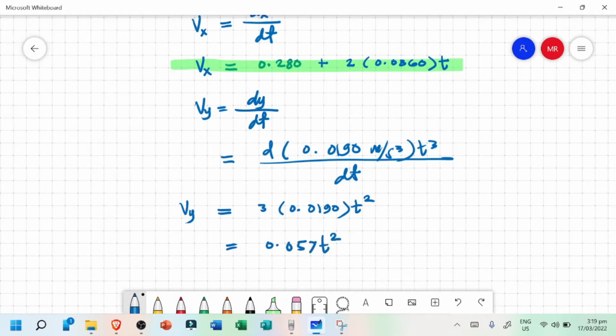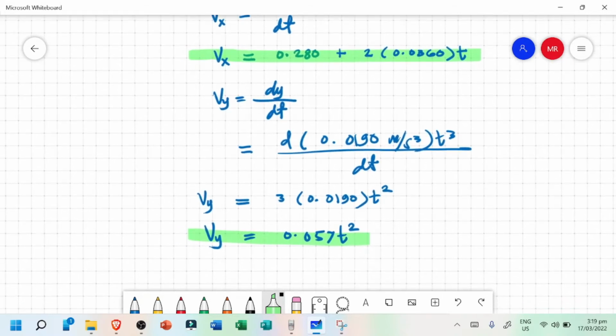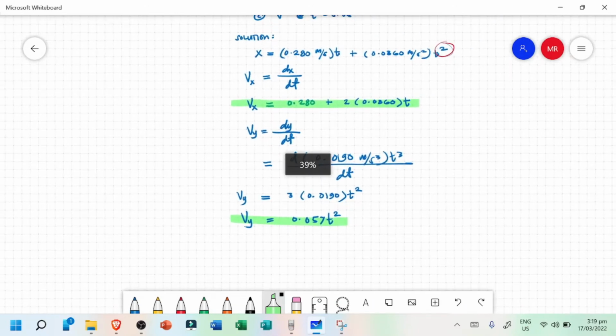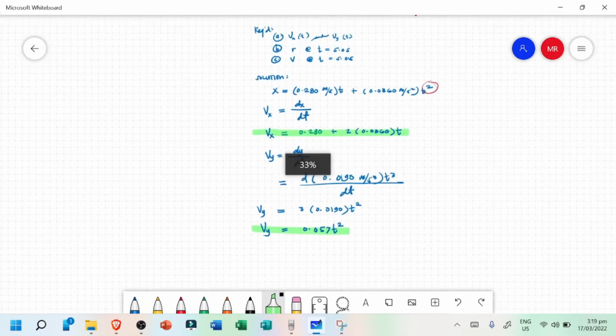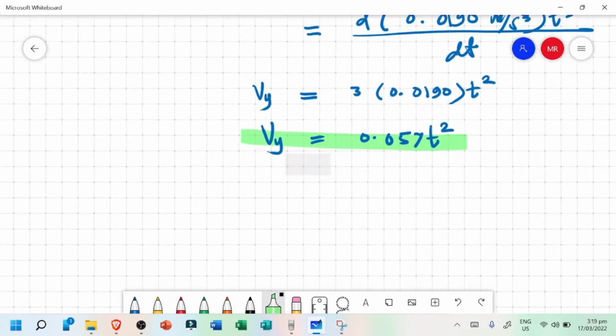0.057 t squared. So this is now your velocity function of y with respect to time. So this is now your letter A. For letter B, we are asked to find the position r of the squirrel at time 5 seconds.